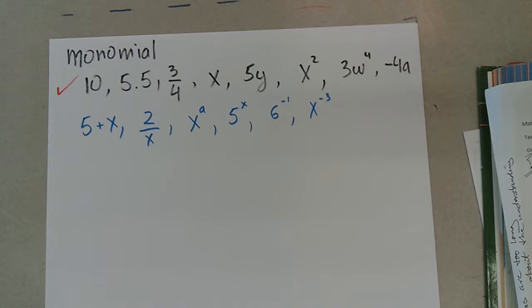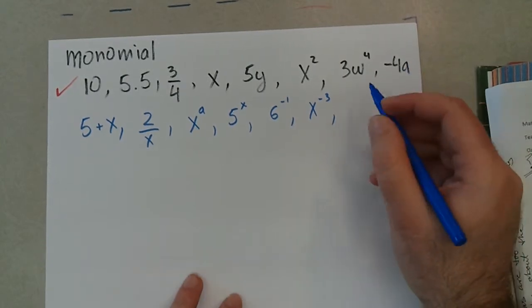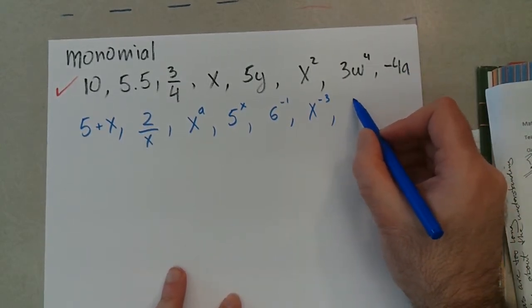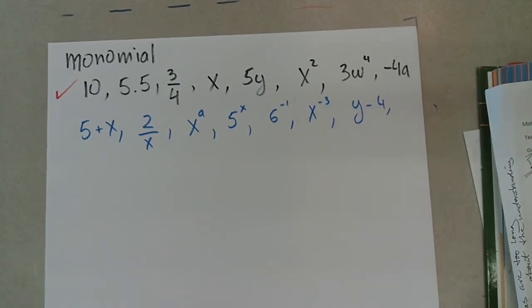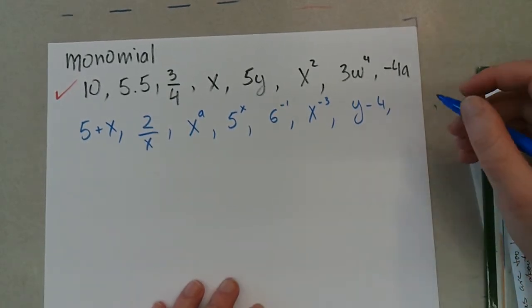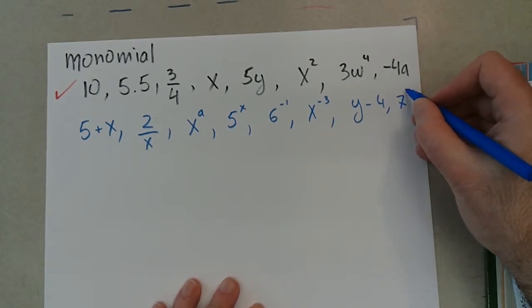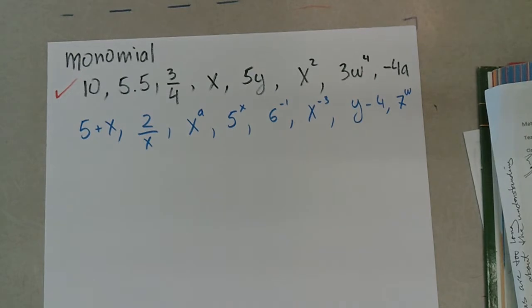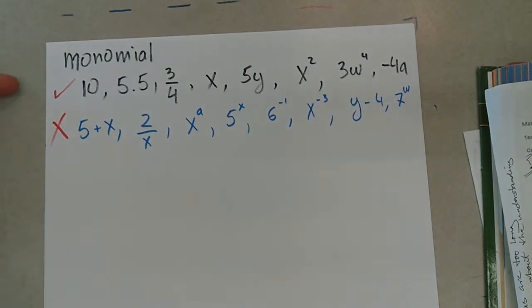So those are the big exceptions for monomials. Let me write down the subtraction case as well. You can't have y minus 4. Let me do another example, let's say 7 to the w power. So all of these are not monomials. Monomials, not monomials.